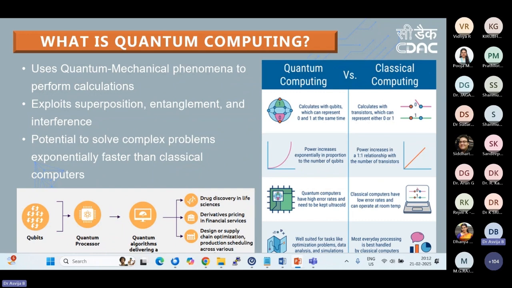But of course, we do not have practical quantum computers which can deliver utility at scale. So the modern day quantum computers have very high error rates, and they have to be kept ultra cold. Most of the quantum computing systems that we talk about today all need some kind of refrigerating systems for bringing down the temperatures to somewhere near 0 Kelvin, right?